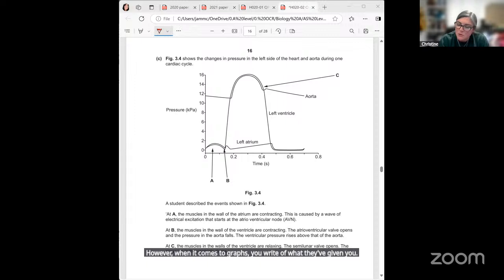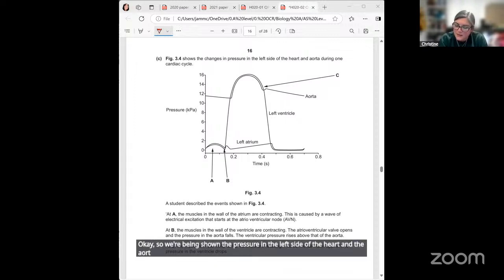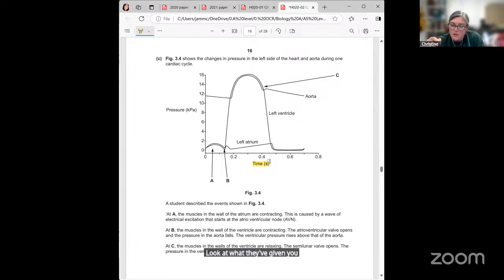Okay, so we're being shown the pressure in the left side of the heart and the aorta during one cardiac cycle. So again, this is important. Look at what they've given you in the information. So we've got time in seconds. We've got pressure in kilopascals.